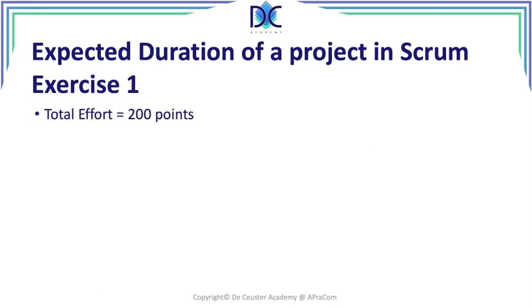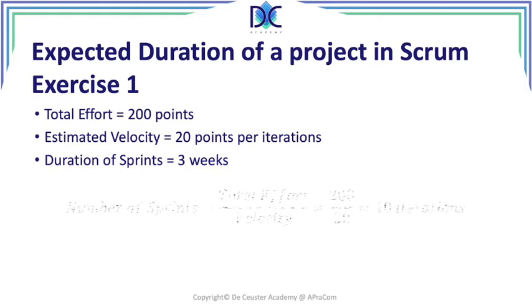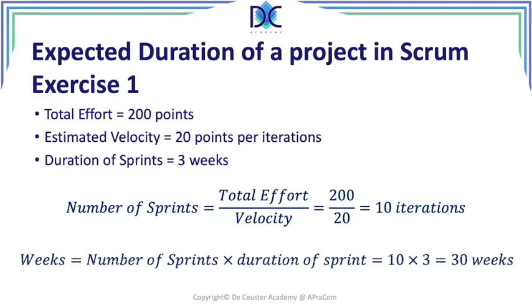The total effort is 200 points. The estimated velocity is 20 points per iteration. The duration of the sprint in our case is 3 weeks. So we have a number of sprints, which is the total effort divided by the velocity, which is 200 divided by 20, which gives us 10 iterations. An iteration is 3 weeks. So basically our project will take 10 times 3 is 30 weeks.